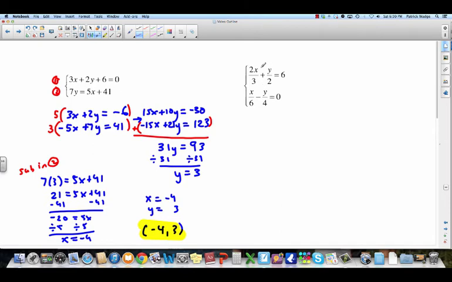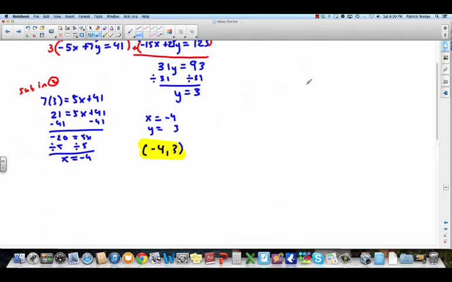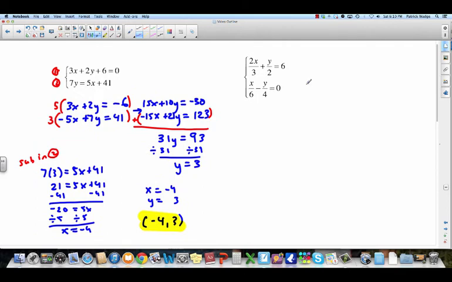Okay, this dreaded one. Now, I think this is actually above and beyond what you need to know, but there is some of these in your workbook. So you have fractions. Yikes. So if I number these 1 and 2, I have 2x over 3 plus y over 2 equals 6, and x over 6 take away y over 4 equals 0.